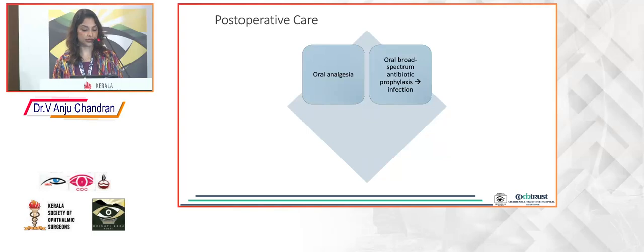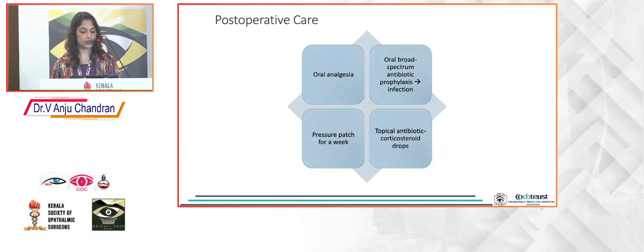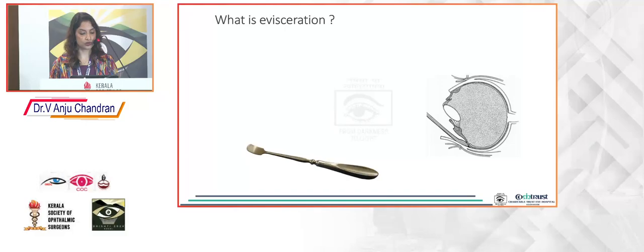Oral analgesia. You can give broad spectrum antibiotic prophylaxis if you're dealing with infection. A pressure patch would take care of the initial edema. You can take it at 24 hours, 3 days to 1 week, and then amp up with topical antibiotic and corticosteroid drops. Coming to evisceration, it is basically the removal of all the cornea and all the intraocular contents, leaving behind the sclera and the other structures of the eye.